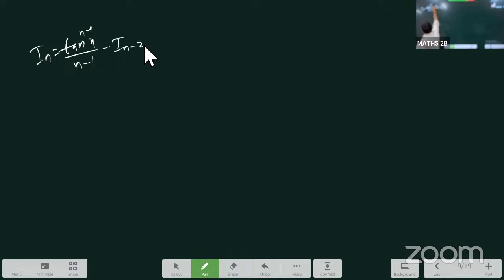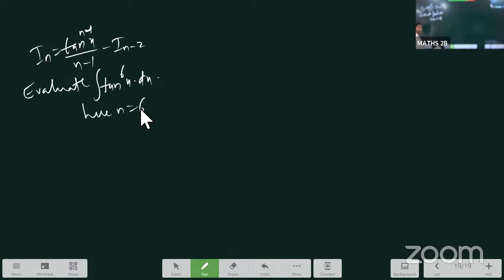Now still it is not done. So once again I'm writing. Your In is equal to what we got? Tan to the power n minus 1 x by n minus 1 minus I n minus 2.